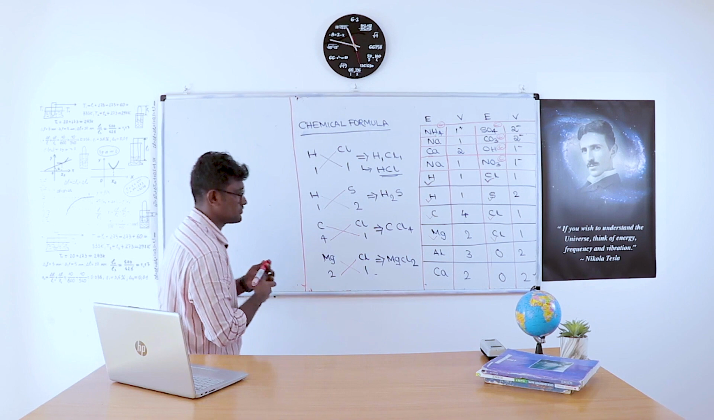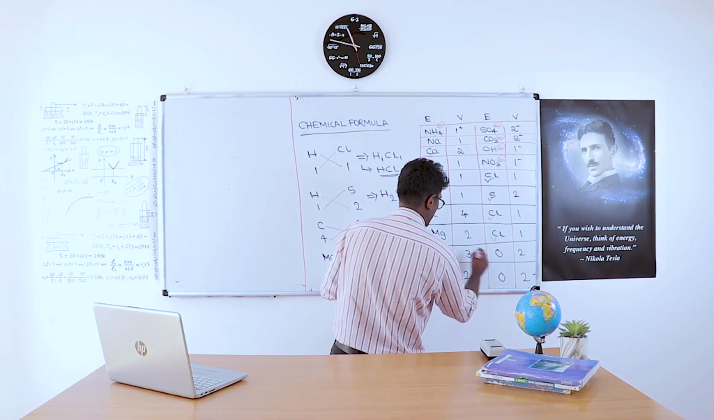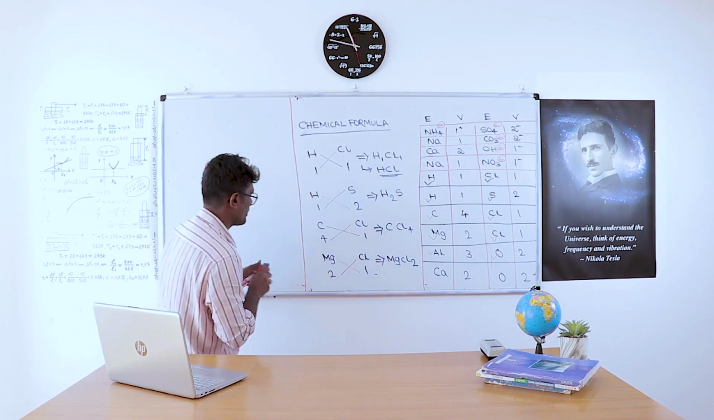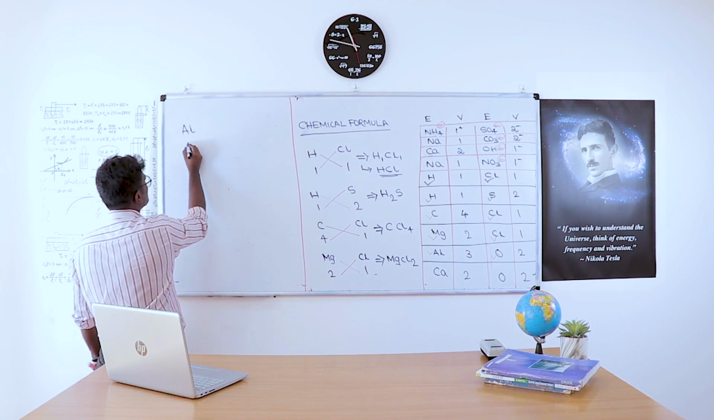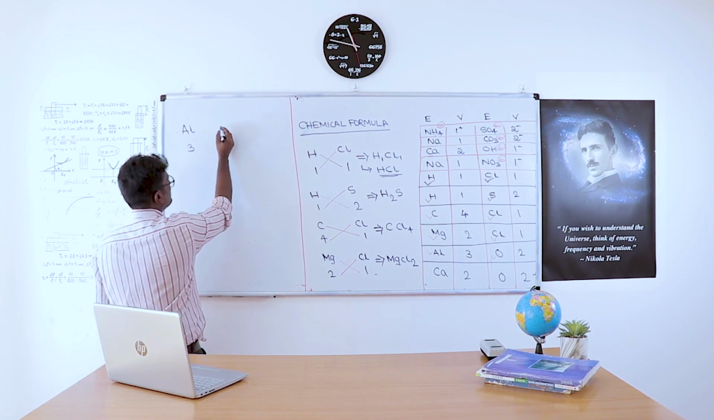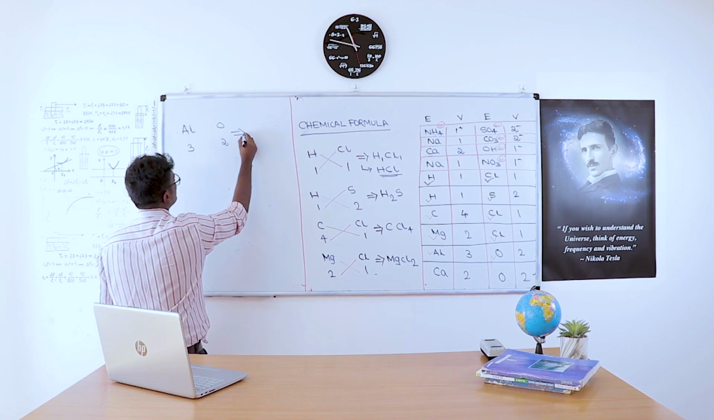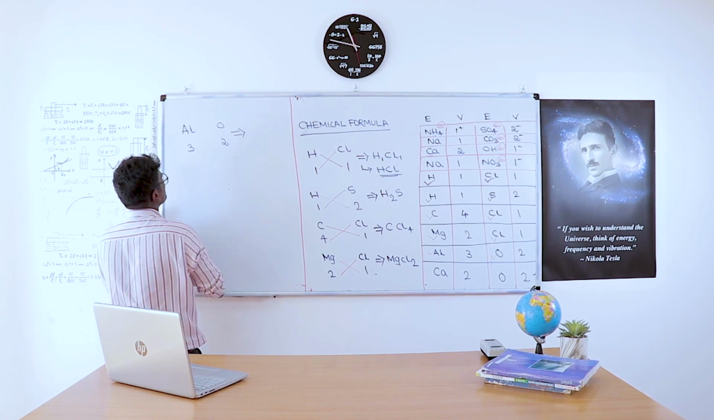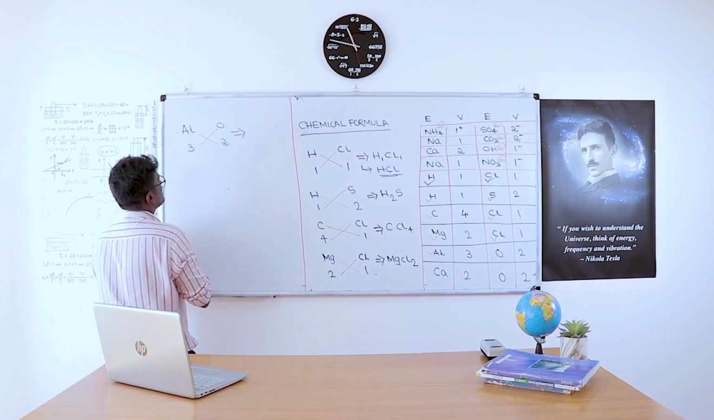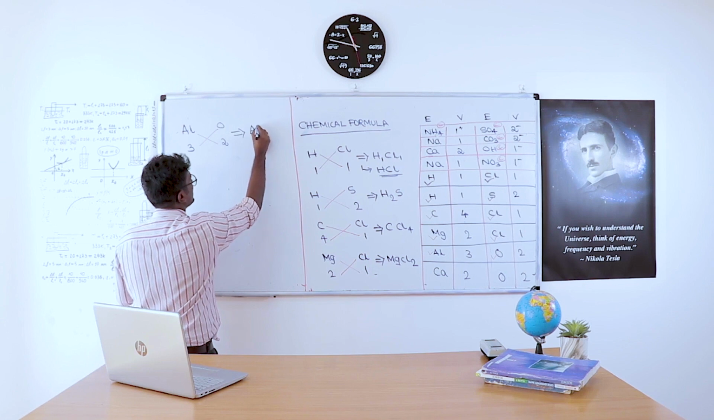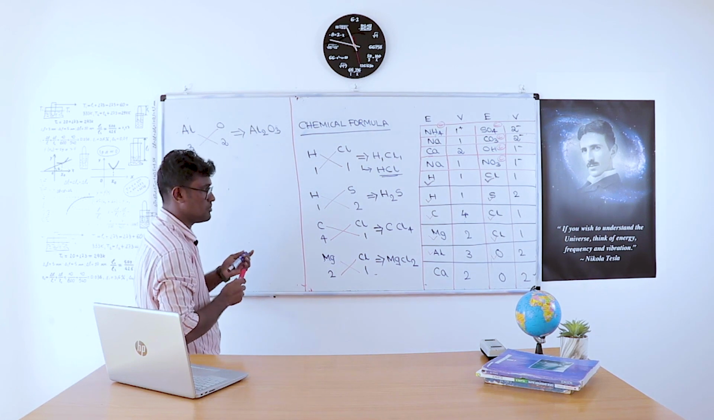The next one, aluminium and oxygen. Aluminium, the valency is 3. Oxygen, the valency is 2. Interchanging the valencies, that is Al2O3, aluminium oxide.